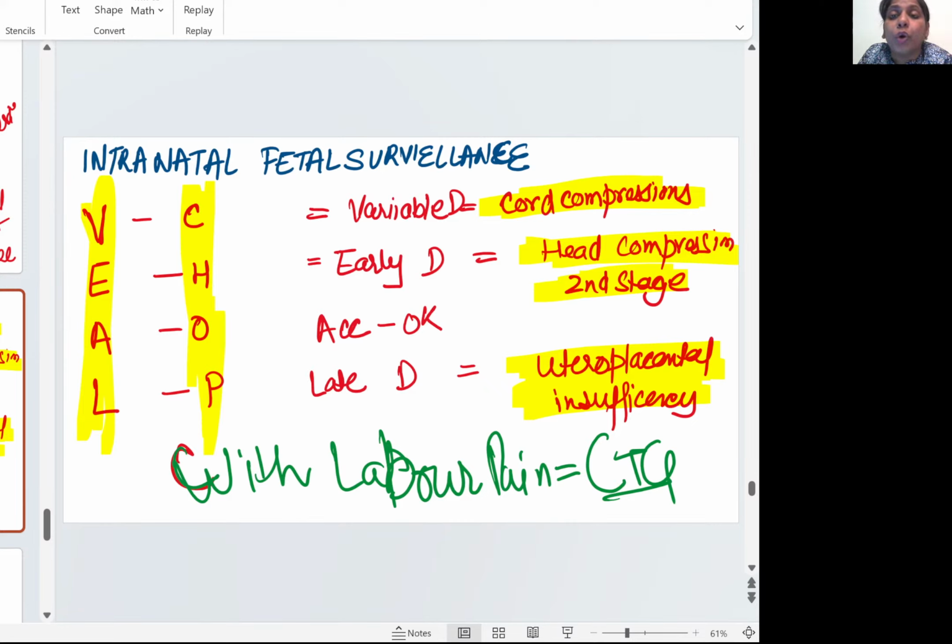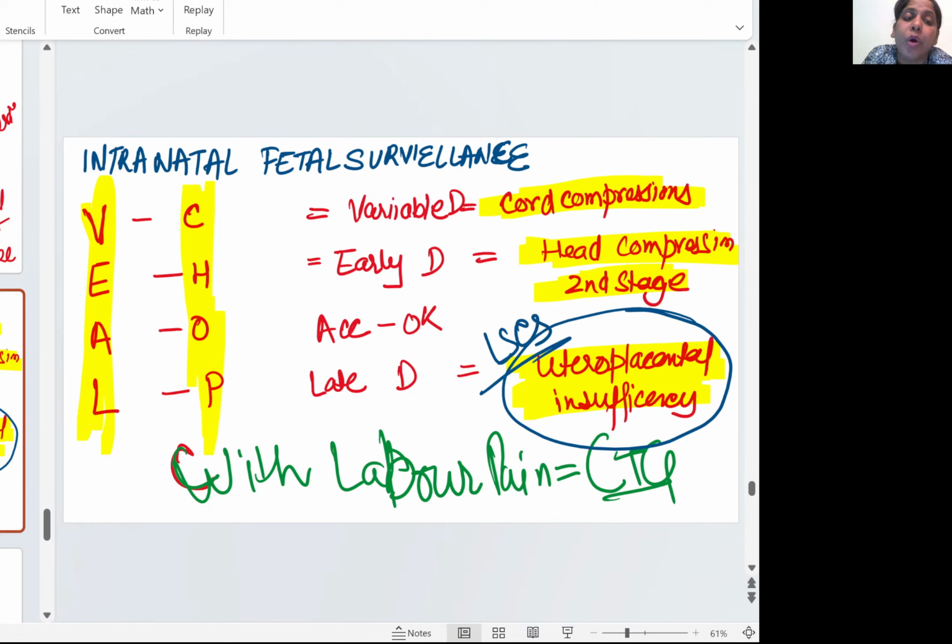So we have to do cesarean. Only late decelerations are significant. No others are significant. Cesarean is to be done only if there is late deceleration. Cord compression and head compression, that is variable deceleration and early deceleration, are not relevant. Dr. Isra, only late decelerations are a warning sign. That is why we teach that there is no need to worry about variable and early deceleration. No need to fear them.